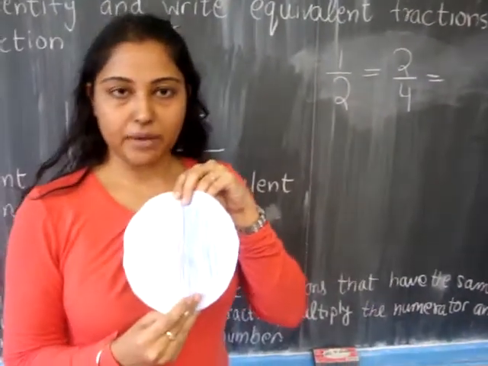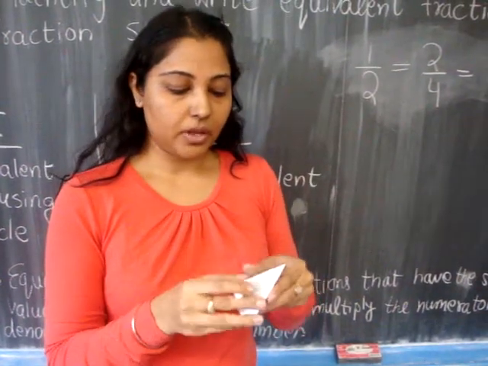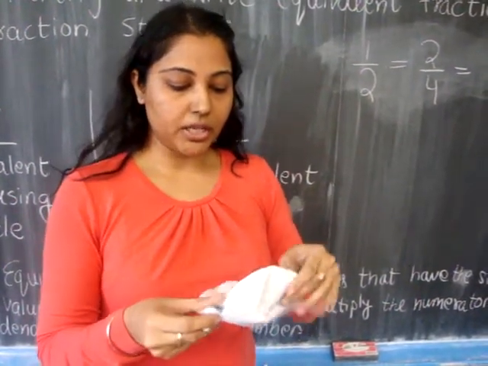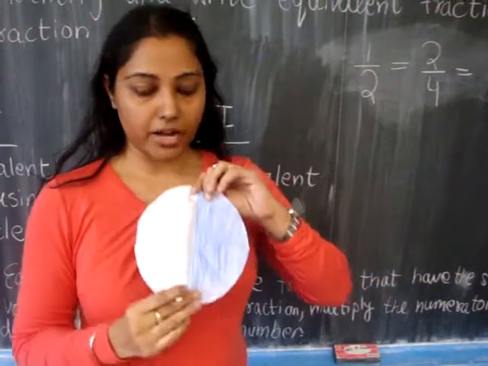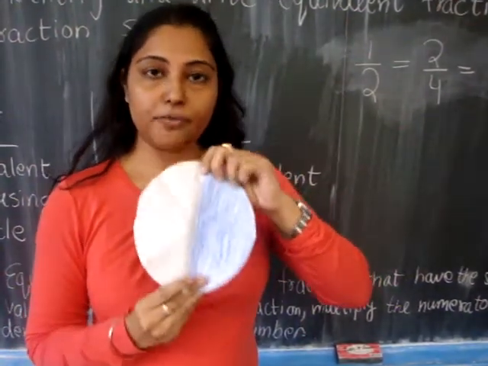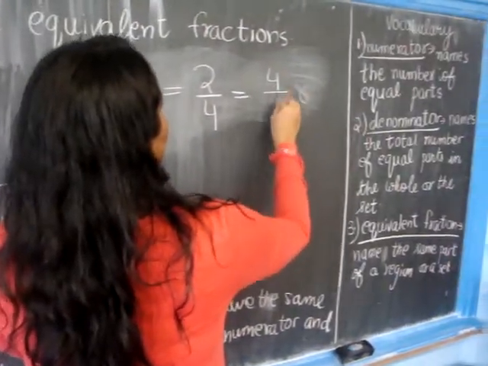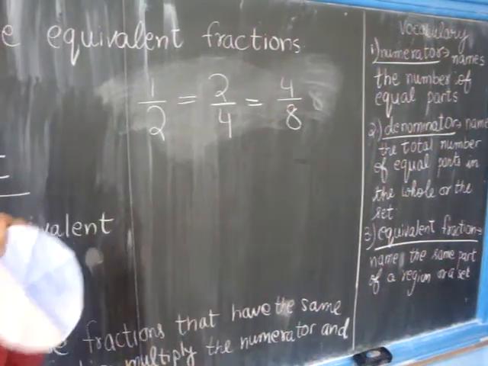Then I will ask them to fold the circle further in 8 parts. And students will notice that now the circle has been divided into 1, 2, 3, 4, 5, 6, 7, 8 parts. And out of 8, 4 parts are shaded. So 4/8 is equal to 2/4 and 1/2.